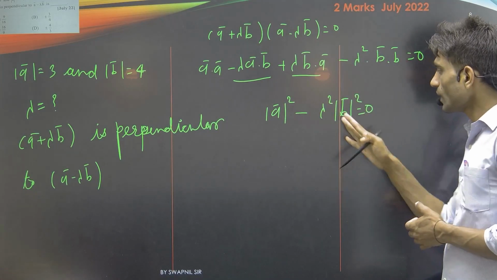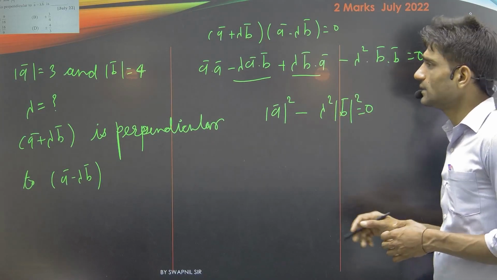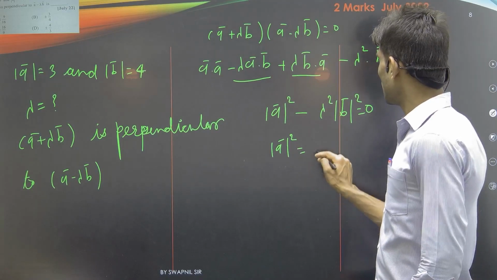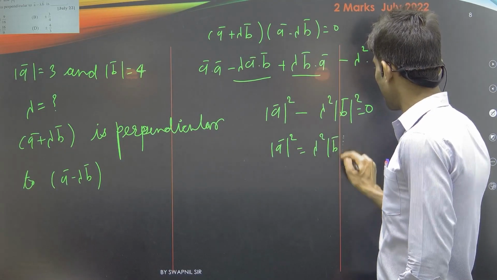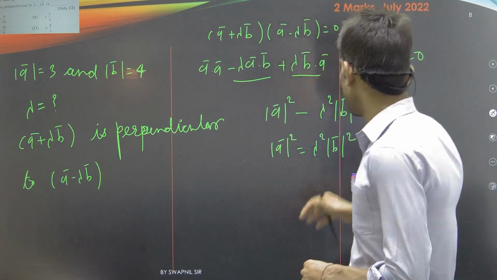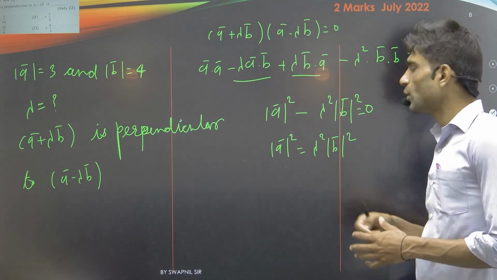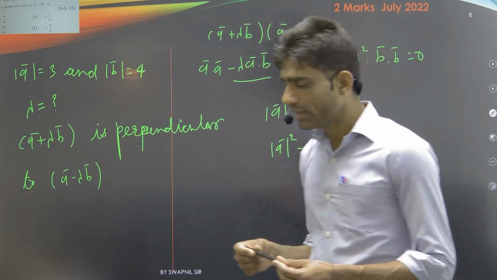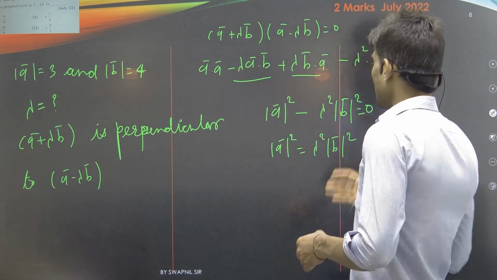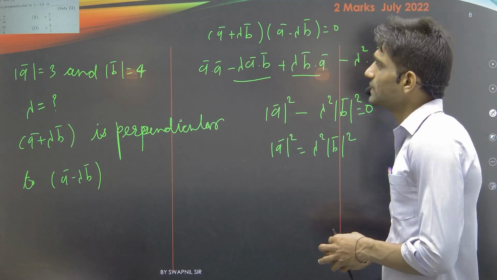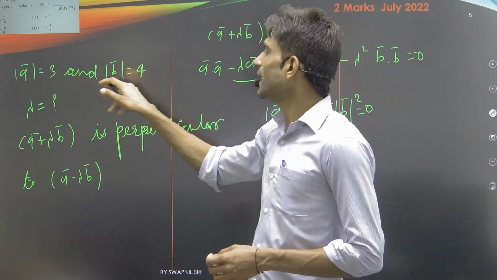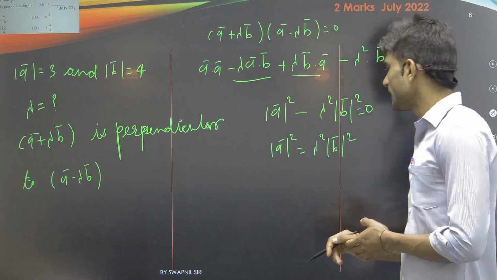So what we do, take this term to the other side, we'll get the modulus of a bar square equal to lambda square into modulus of b bar square. Now take a bar square and b bar square to one side, because we have the value for modulus of a bar as 3 and modulus of b bar as 4, so we will take them together.